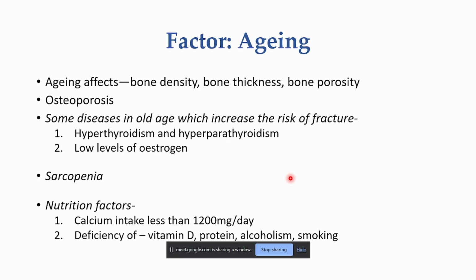Also, due to aging, osteoporosis occurs, during which the rate of bone reabsorption exceeds the rate of bone formation, hence weakening the bone. Also, in old age there may be comorbid diseases such as hyperparathyroidism or hyperthyroidism, in which bone reabsorption increases and the bone weakens. Also, postmenopausal, that is after 50 years of age, the level of estrogen decreases. Estrogen, as we know, functions in mineralization of the bone, and if the level of estrogen decreases, then the bone would become weak.